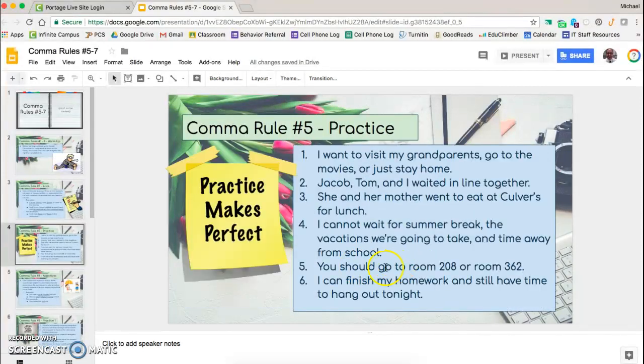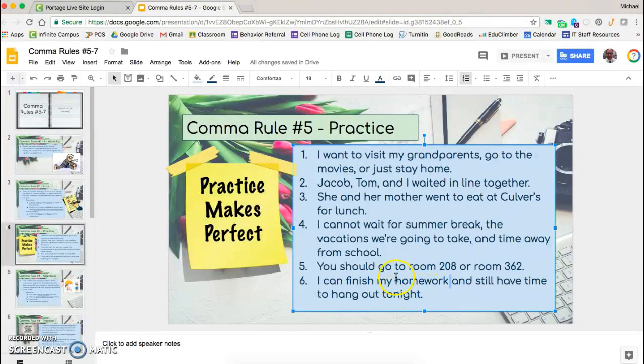You should go to room 208 or room 362. Now we have 2 options, room 208, room 362. So since we only have 2 options, we do not need a comma anywhere in the sentence. We leave it alone. I can finish my homework and still have time to hang out tonight. We have 2 different things that this person can do. Finish their homework, still have time to hang out tonight. Since there are only 2 items in our list, we do not put a comma here.